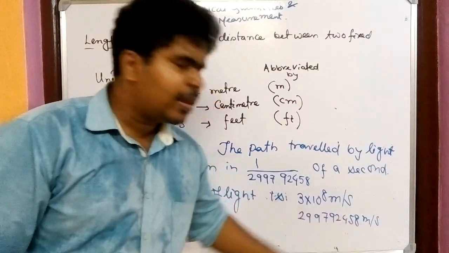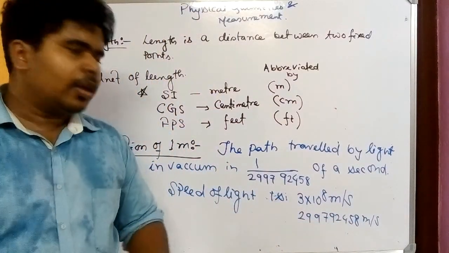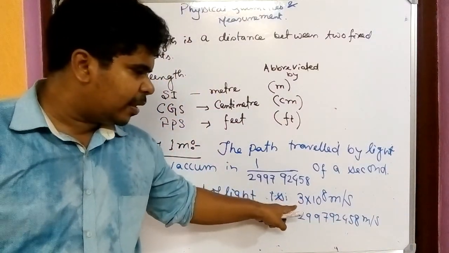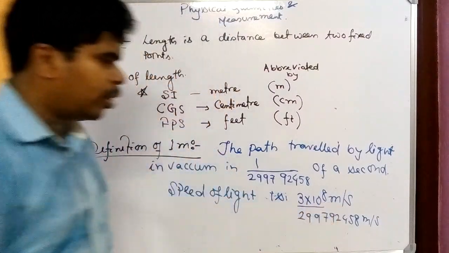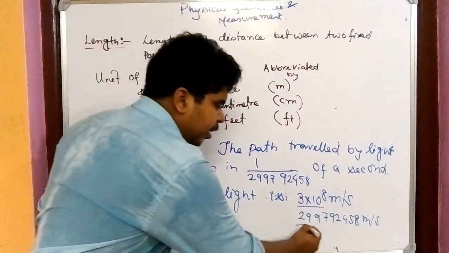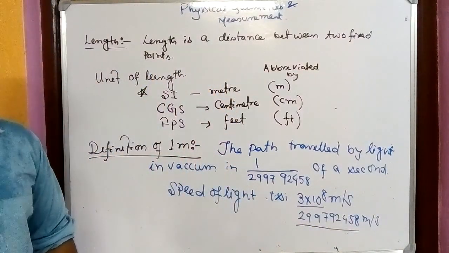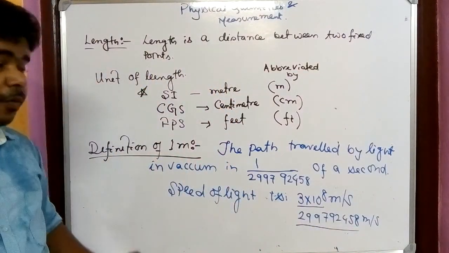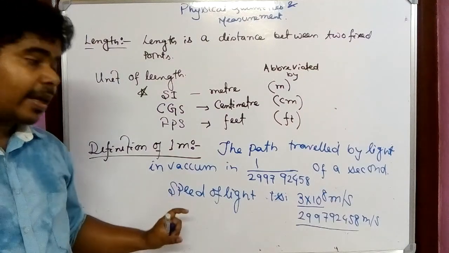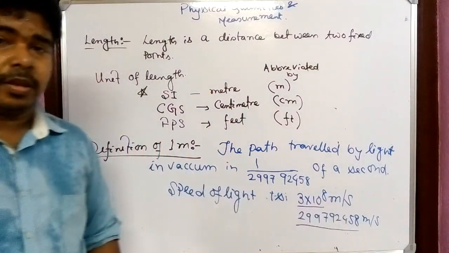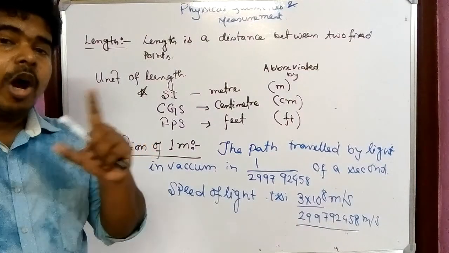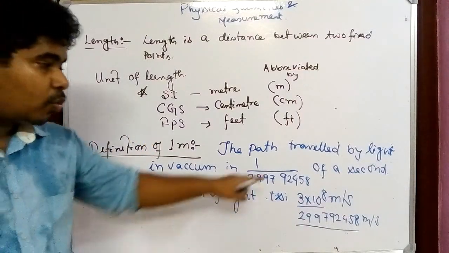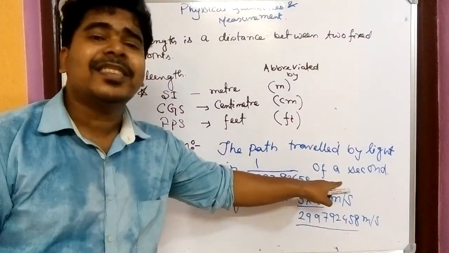So to remember this thing, it is a little difficult. So that's why we make it easy, that is 3 into 10 to the power 8. So we are taking 3 into 10 to the power 8, but the second one is the accurate one. Now if it travels this much of meter in 1 second, then to travel 1 meter, how much time will be taken? That is 1 by this much of a second.